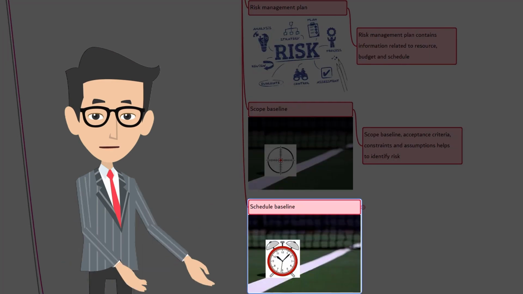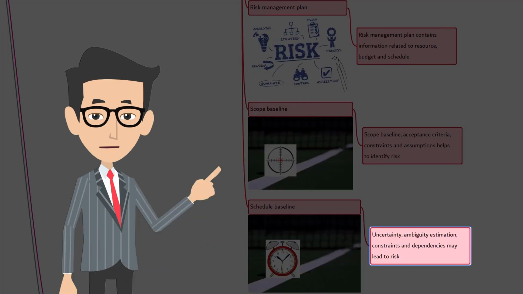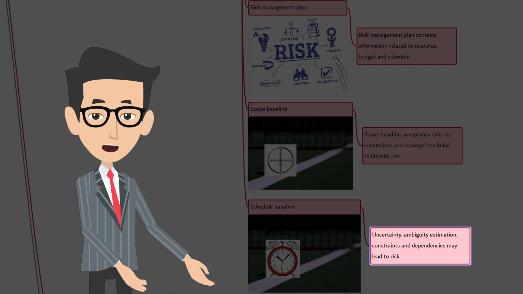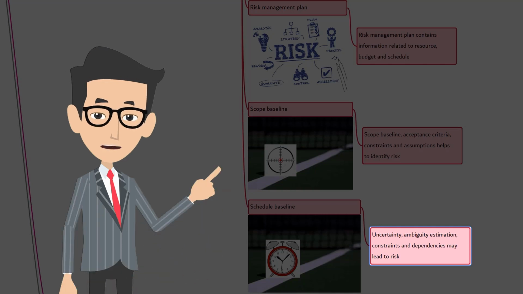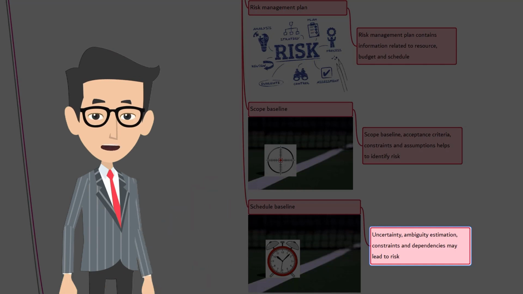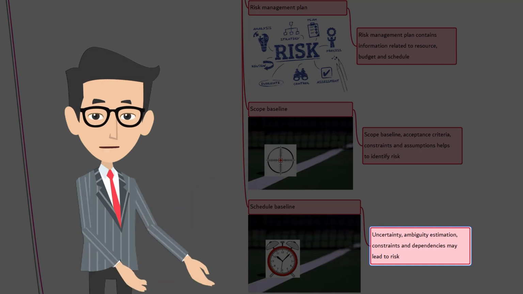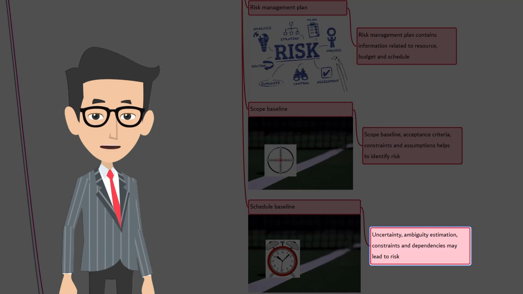Schedule baseline. The schedule baseline contains project estimations that are uncertain or ambiguous. Those estimations may help to identify project risk. Imposed schedule constraints, dependencies between activities, and lack of clarity regarding milestone dates are estimates or indicators of risk.